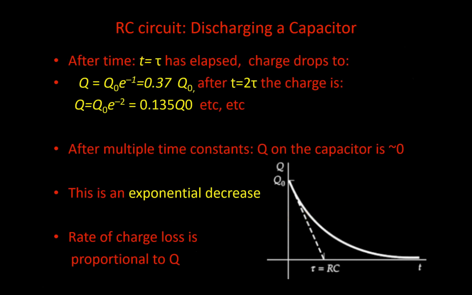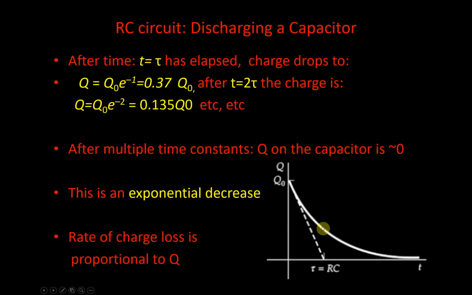So after t equals tau has passed, the charge is going to drop to Q being Q0, the original charge, times e to the minus 1. That'll be 0.37 times Q0. This is how much charge you would have left after a t of 2 tau. So that means the charge would be Q equals Q0 e to the negative 2, which is 0.135 Q0, and so on for however many values of tau you have. After a great many time constants have passed, eventually you should have a charge which approaches 0.